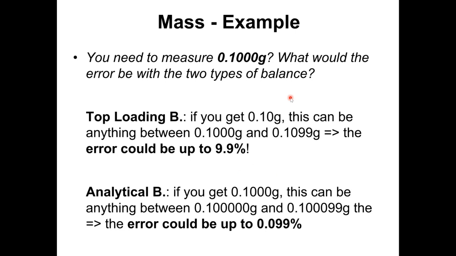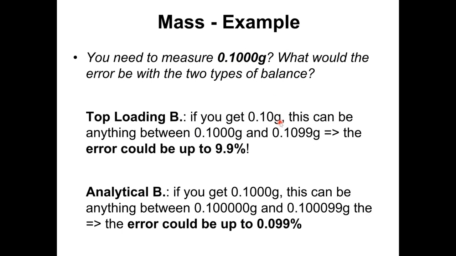Imagine you are asked to measure 0.1000 grams. You need that to prepare a certain solution, and you want to be as accurate as possible. Now, if you use a top loading balance, since the top loading balance in the best case scenario gives you 2 decimals, the best reading you can get is 0.10 grams.